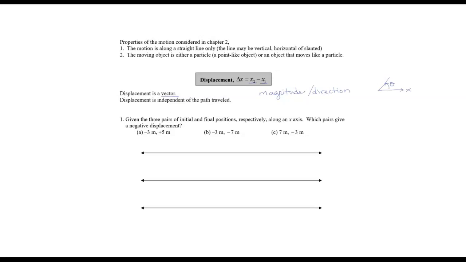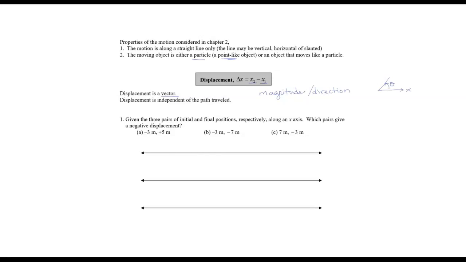The displacement is independent of the path traveled, so it's, as we say in our rural areas, as the crow flies, where you start to where you end. So, we deal with displacement in our current situation. We're looking at particles, so point-like objects, or objects that behave like a point-like object. So let's start by looking at some of these displacements.